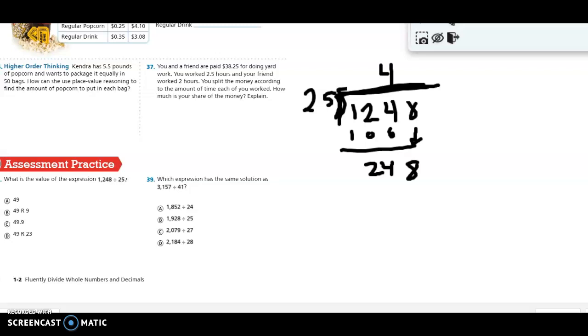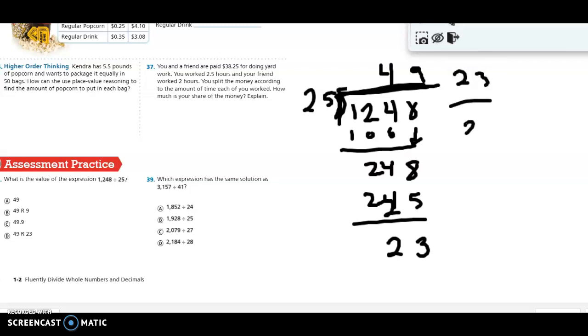So I know that if it was 250, it would be 10. It's really close. So it's going to be 9 groups of 25, and 9 groups of 25 is 245, and I end up with 3 as a remainder. Oh wait, there's a 2 here, 23 as a remainder. There we go. So I can write my answer as 49 and 23 25ths.